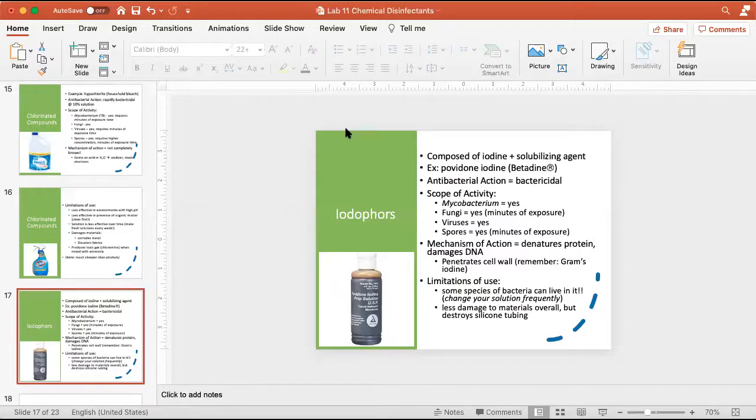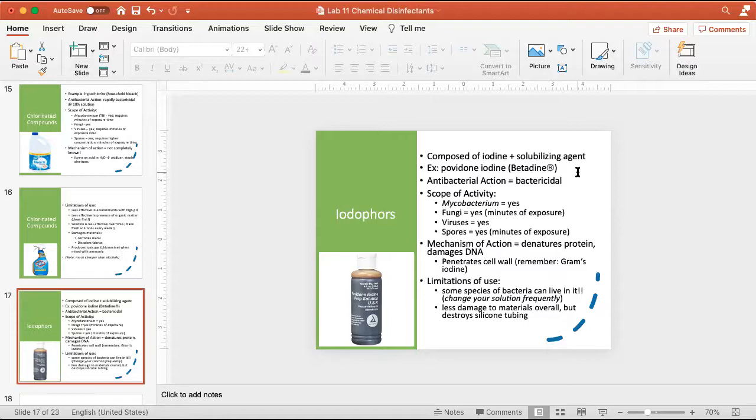What they add to iodine is something referred to as a solubilizing agent. The best way to think about this is it's something that's going to make the iodine more soapy almost. It's going to make the iodine more readily dispersible, and almost act like a soap or a sudsing agent. Now, there are lots and lots of brands of iodophores, but probably one of the most common is called Betadine. And if you've worked in a healthcare setting, you may have used Betadine.